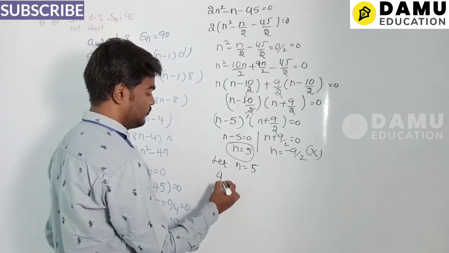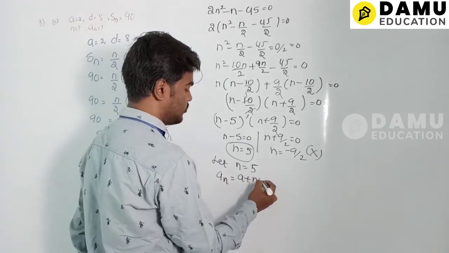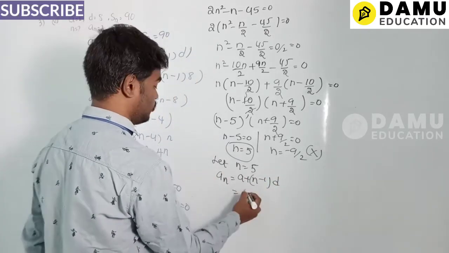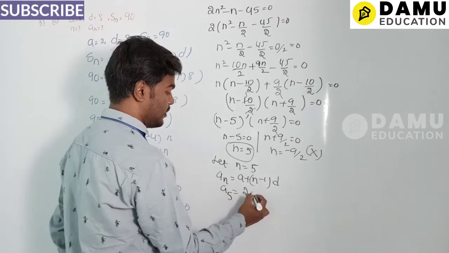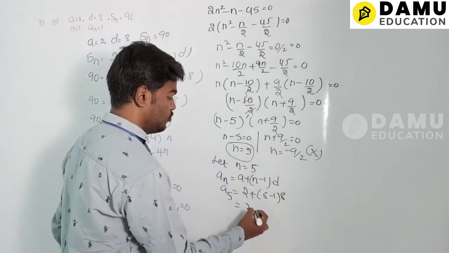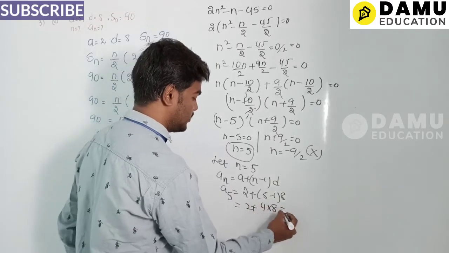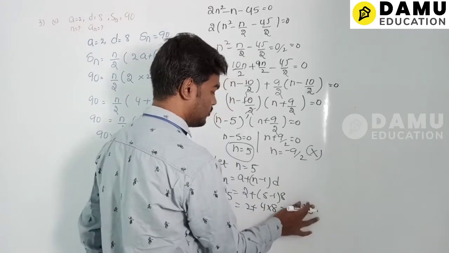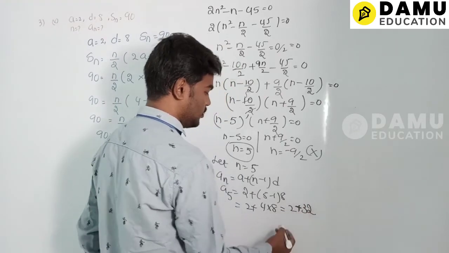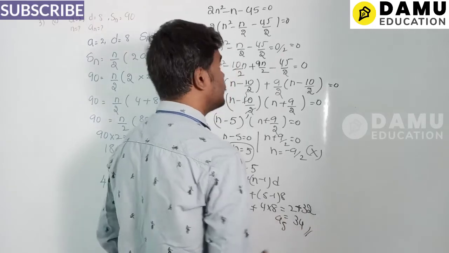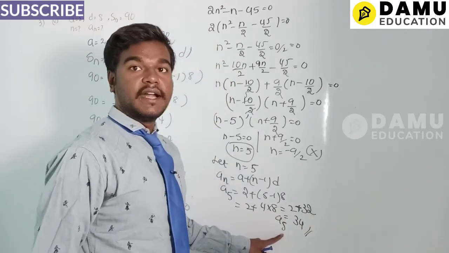Then what is the nth term? a plus n minus 1 into d, where a is equal to 2. So a5 equals 2 plus 5 minus 1 into d, which is 8. So 2 plus 4 into 8, that is 2 plus 32, 4 eights are 32. We will get 34. So a5 will be equal to 34. This is the way to do the calculation.